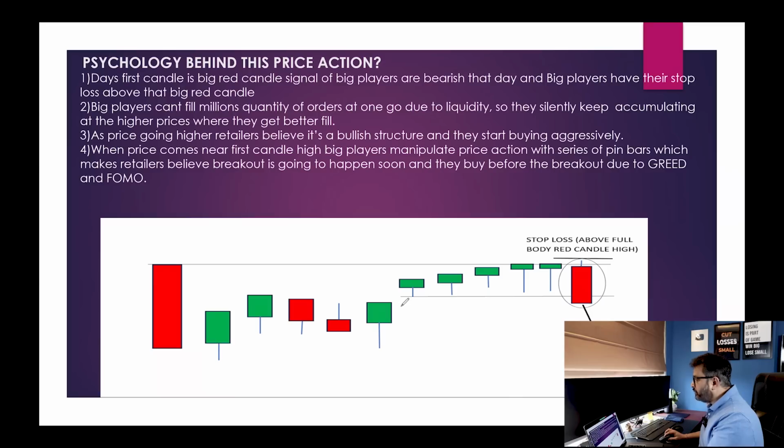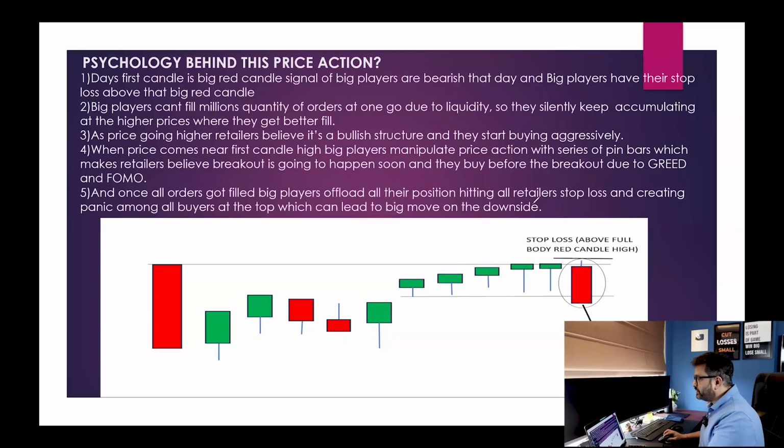And what happens when there's a big sell order here? When there's a big sell order and stop loss here, the market keeps going down. And who makes profit? Big players make profit. How? Because the big player was not buying here. He was just selling silently when retail traders were buying. And once all his 10 million order got filled, he punched all the sell orders in one go at a higher price, and the market started going down, because retailers got panicked as their stop losses started getting hit and they were forcefully exiting by squaring off their positions, which leads to a big move on the downside. So that is the psychology behind this strategy.